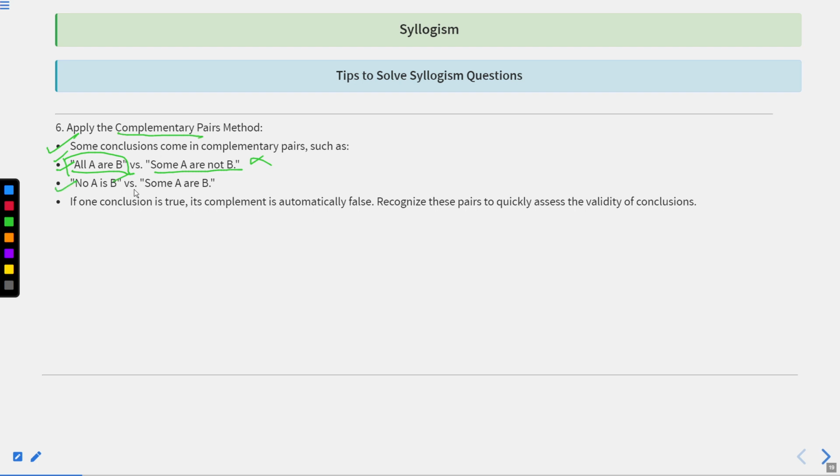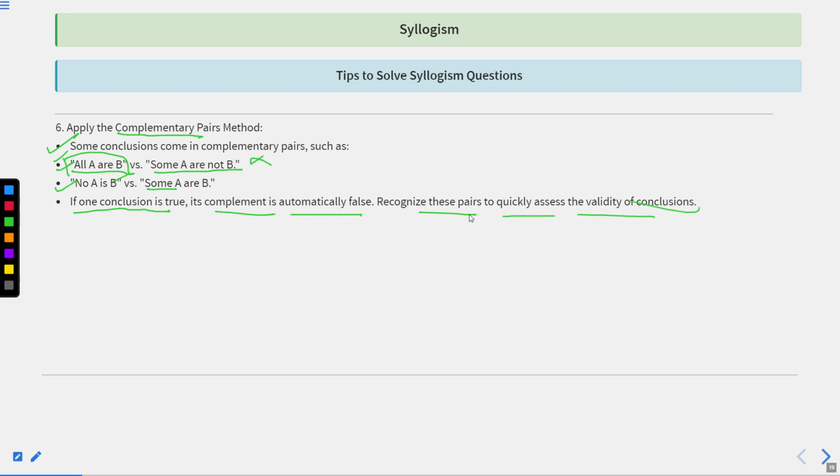No A is B versus some A is B. If it has been mentioned that no A is B, then either this will be true or that will be true. Both simultaneously cannot be true. So if one conclusion is true, the complement is automatically false. Recognize these pairs to quickly assess the validity of the conclusion.